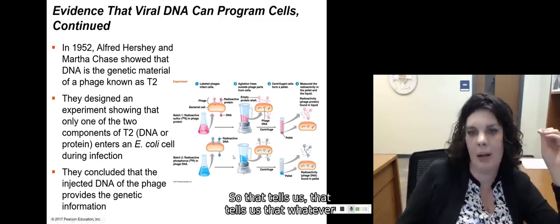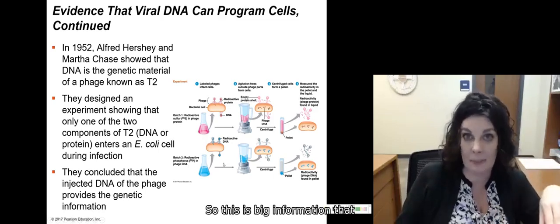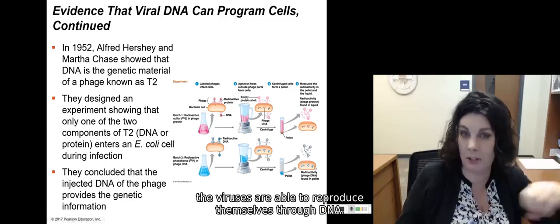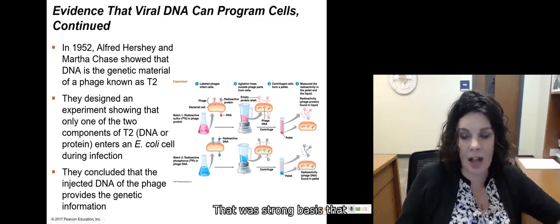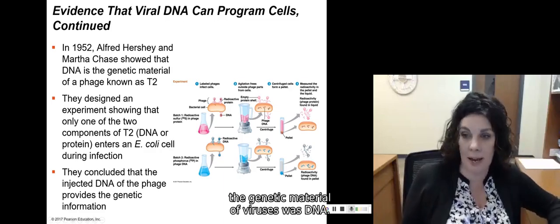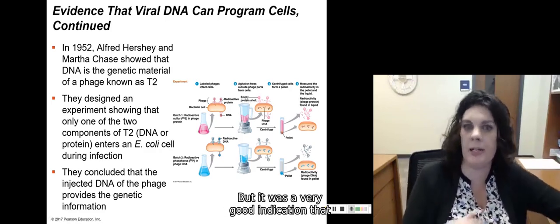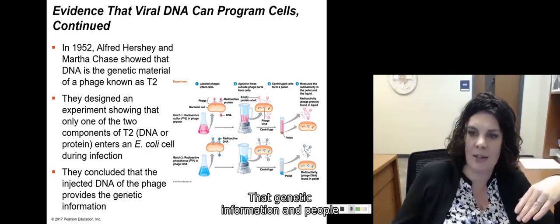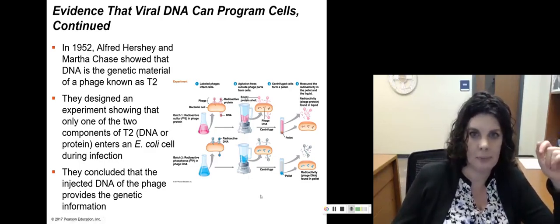So that tells us that whatever these viruses are injecting into the cell is DNA. So this is big information that the viruses are able to reproduce themselves through DNA, and that the viral DNA can program cells. So that was strong basis that the genetic material of viruses was DNA. That didn't mean 100% the genetic material of people would be DNA, but it was a very good indication that that was probably the path that we should be going down, that genetic information in people was probably also on DNA.